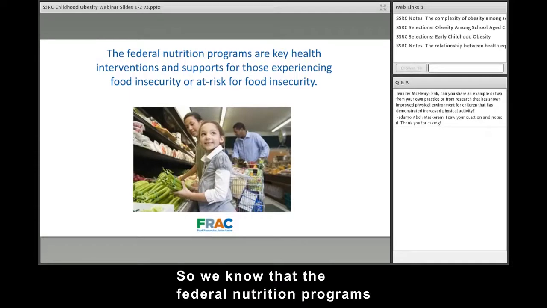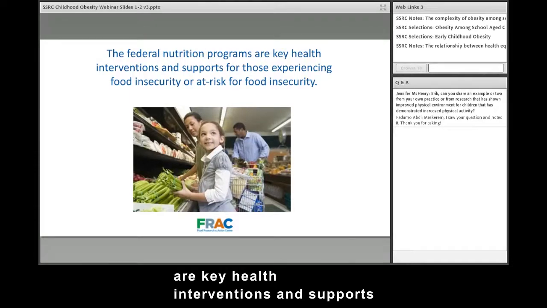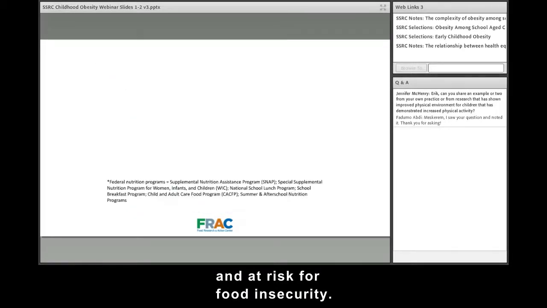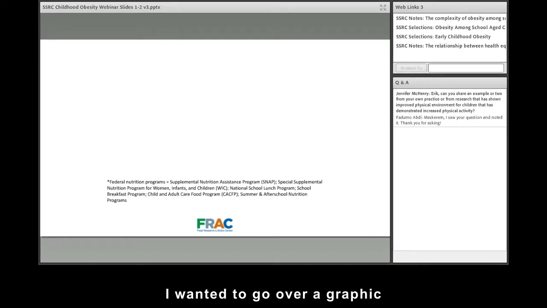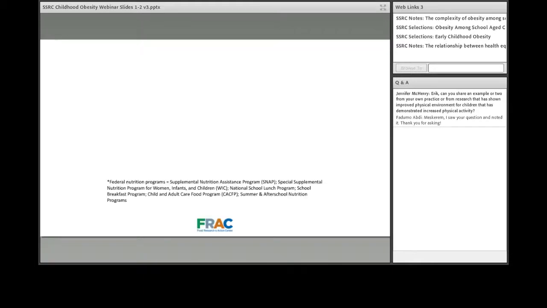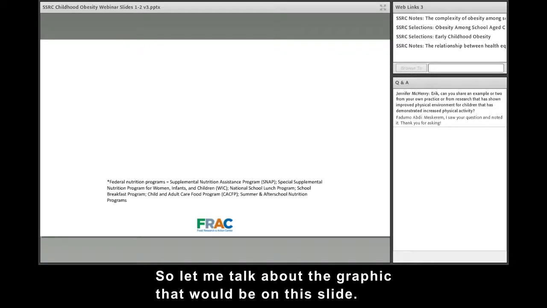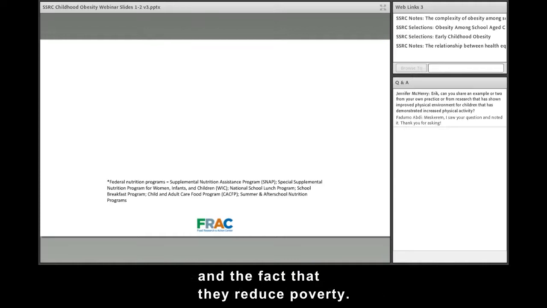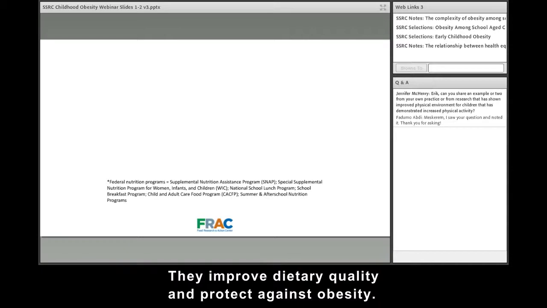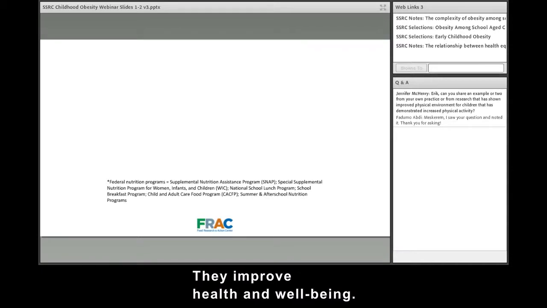So we know that the federal nutrition programs are key health interventions and supports for those experiencing food insecurity and at risk for food insecurity. I wanted to go over a graphic that is not appearing on this slide. So I'm going to click it one more time, and then we're going to have another slide in which the graphic is not appearing. So let me talk about the graphic that would be on this slide. It talks about the federal nutrition programs and the fact that they reduce poverty, reduce food insecurity, improve dietary quality and protect against obesity, and improve health and well-being.